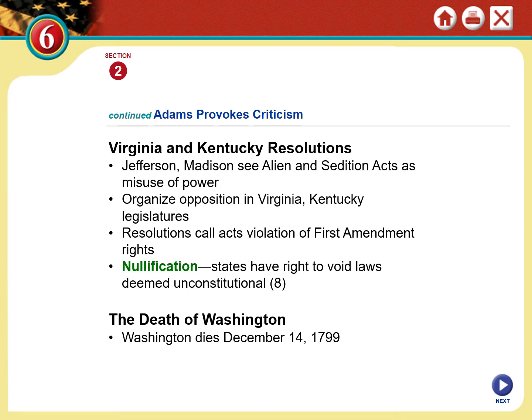But this theory of nullification is something that we're going to see again and again leading up to the American Civil War.